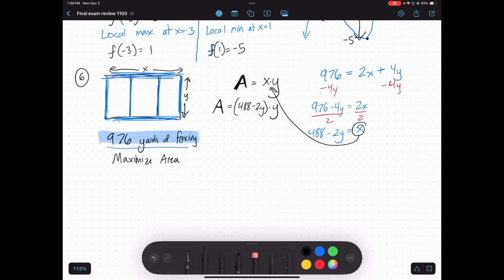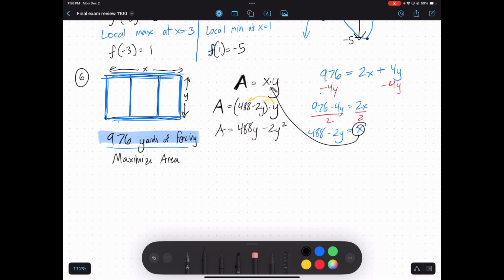Are we okay with that? Since x is equal to 488 minus 2y, I can plug that in for x. Now I can simplify, distribute this y, and I get 488y minus 2y squared. Perfect. We were able to get my area equation completely in terms of one variable, in this case y, or the width. Now what?